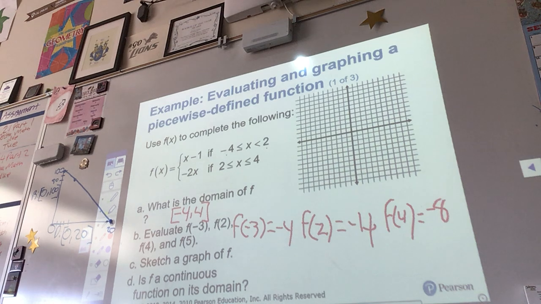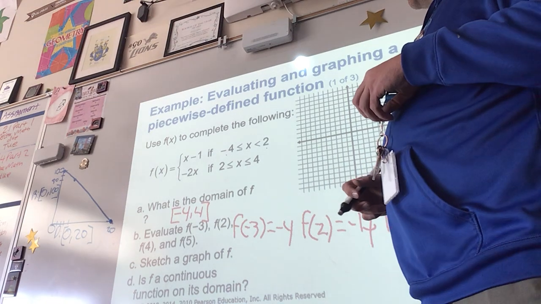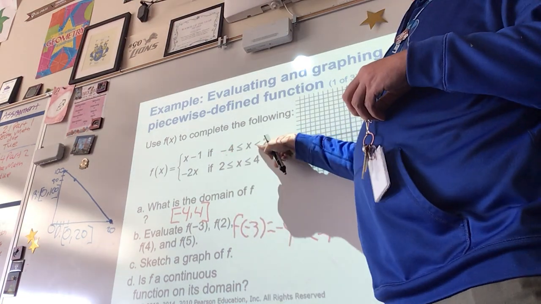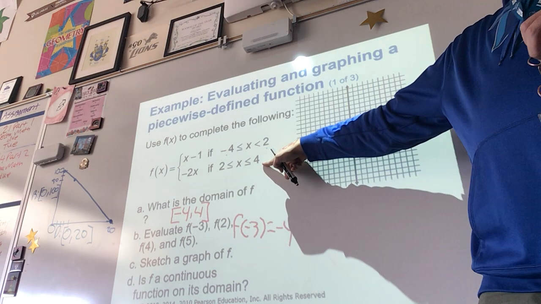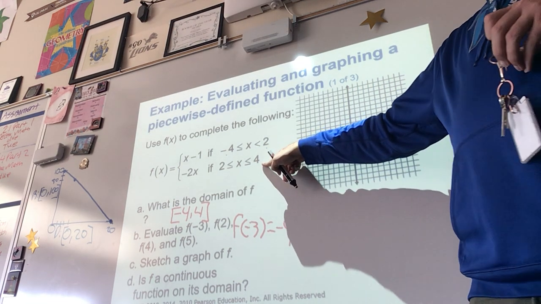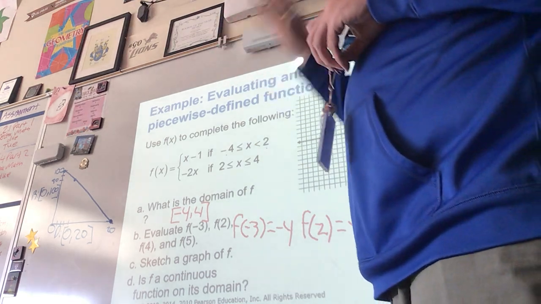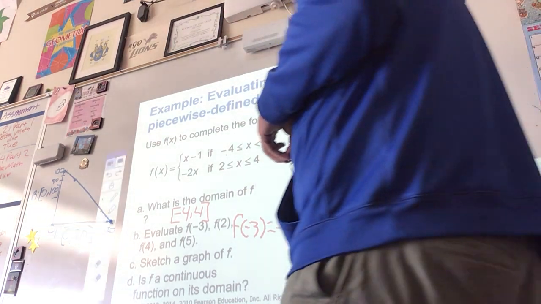Finally, Jace, you get the tricky one. The number 5, is it between -4 and 2? Does the number 5 fit right here? No. Does 5 fit here? No. It doesn't fit anywhere, right? So 5, because it has no home, it is undefined, no solution. So f of 5 is undefined.